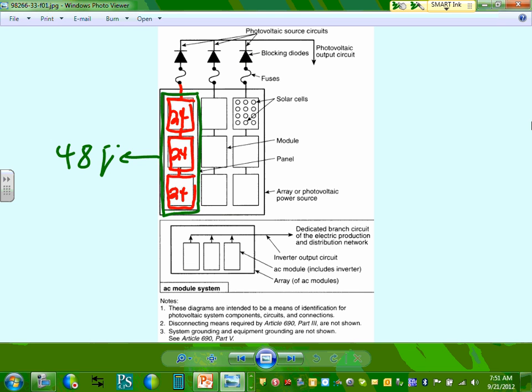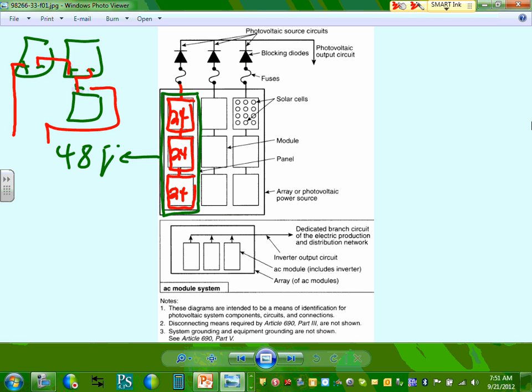48 and another 48, right? So the way they do them, guys, is here's a module, here's another module, here's a third module, and here's your plus, minus, plus, minus, plus, minus, and you go from plus to minus. See how they do them? So we went minus, plus, minus, plus, and minus, and plus. Each one of these is 24, 24, 24. What do you get? 48 volt.